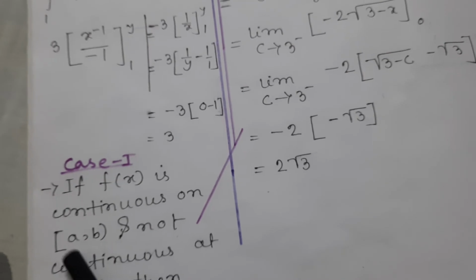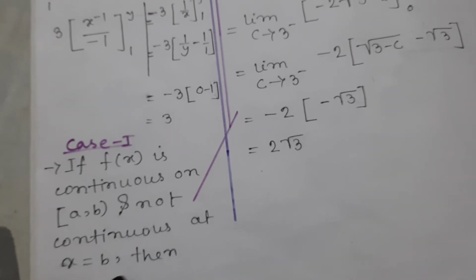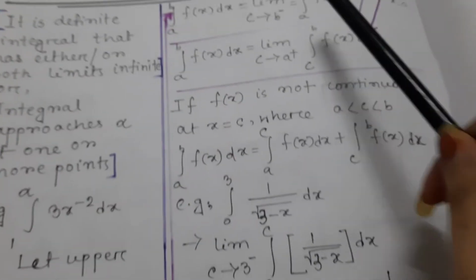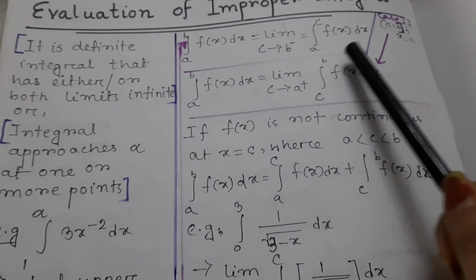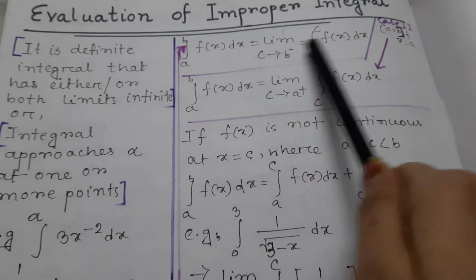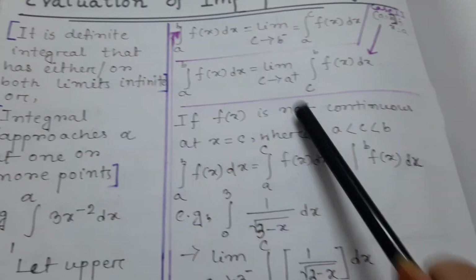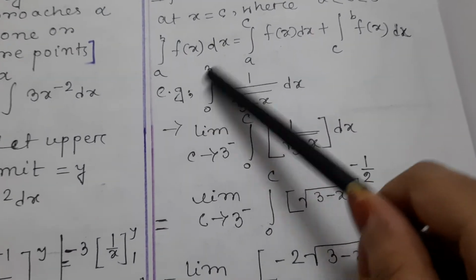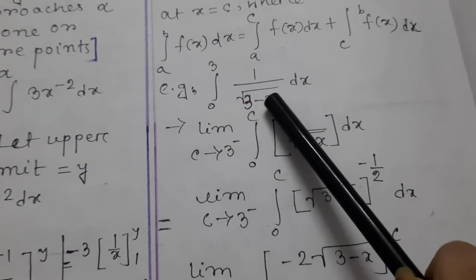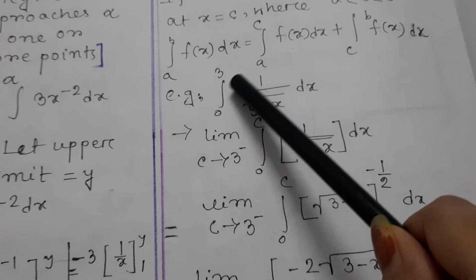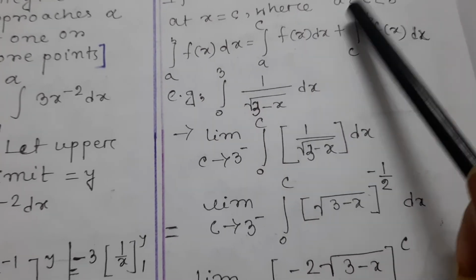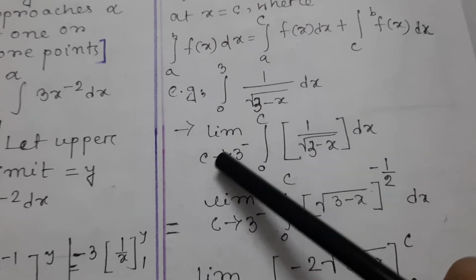For x equal to b, the upper limit, it is not continuous. So just apply this formula, because this is case number 1. For the upper limit, 3, it's not continuous. So just replace the upper limit by another variable. So it's replaced by c.